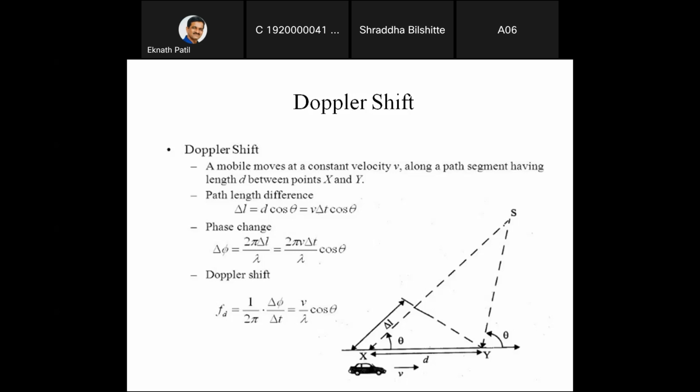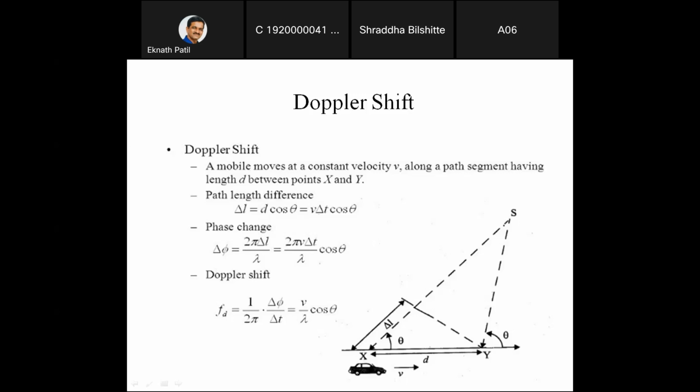So it depends on what? It depends on the velocity of the object. That is one thing. The second thing is lambda, the wavelength of the signal, and cos theta, whatever the angle is. So in this way the Doppler shift happens.